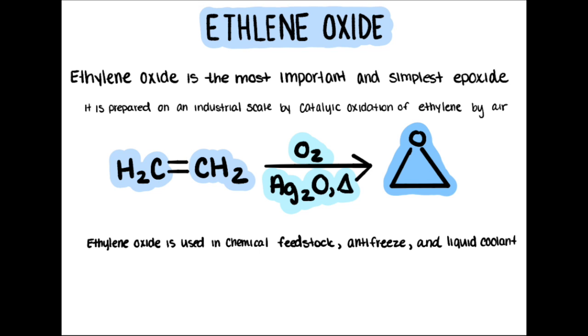Ethylene oxide is used as an important chemical feedstock in the manufacturing of ethylene glycol, which is then used as antifreeze, liquid coolant, and solvent.